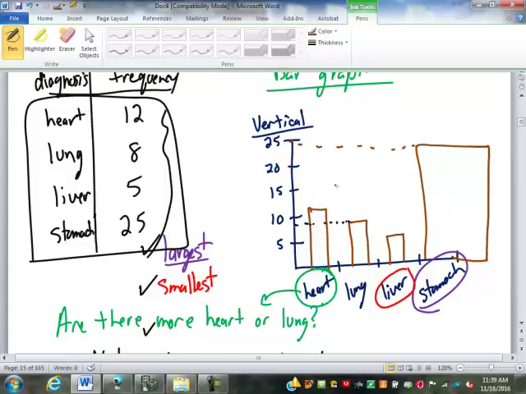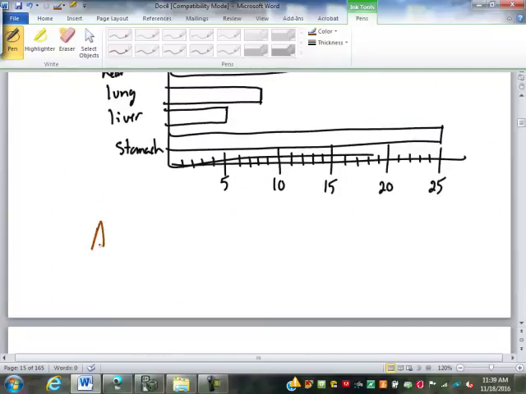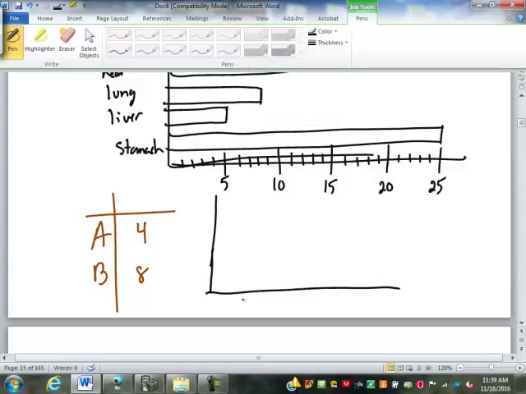A lot of people use three-dimensional graphs and stuff like that where, let's say I want to compare A to B, and A has a frequency of 4 and B has a frequency of 8. And I'm oversimplifying this a little bit. So here's A, here's B. 2, 4, 6, 8. So A is a frequency of 4. That's where the top of that front bar is. B has a frequency of 8.